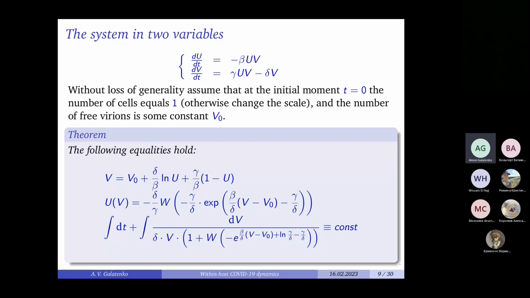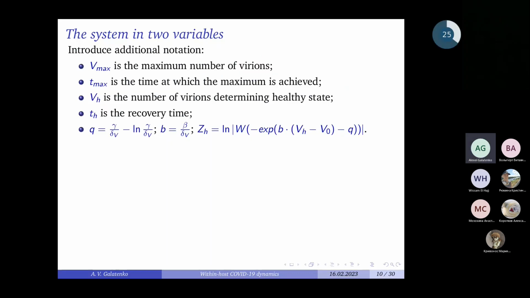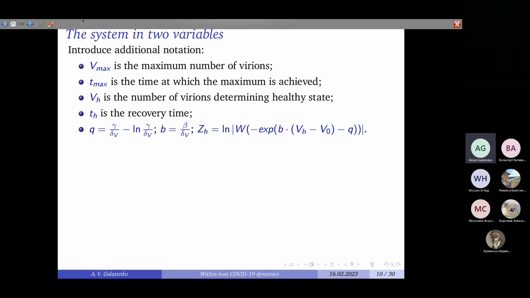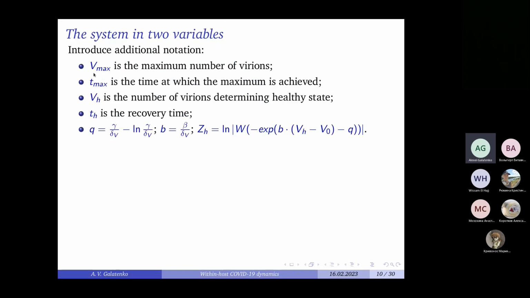The inverse expression would be the expression of our dream, but still it allows one to come to interesting conclusions. A very important property of the solution of the system of equations is the maximal viral load, V max, the maximal value of the number of viruses. Assume that this peak viral load is achieved at the time t sub max. This is the time when this viral load is achieved.